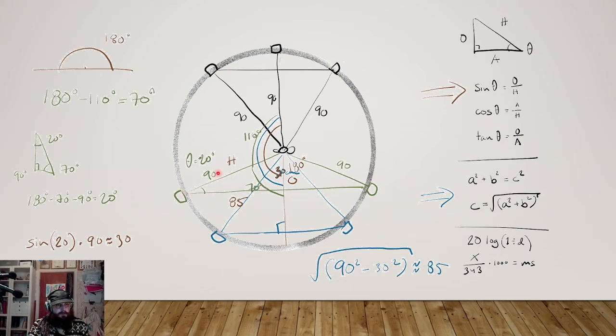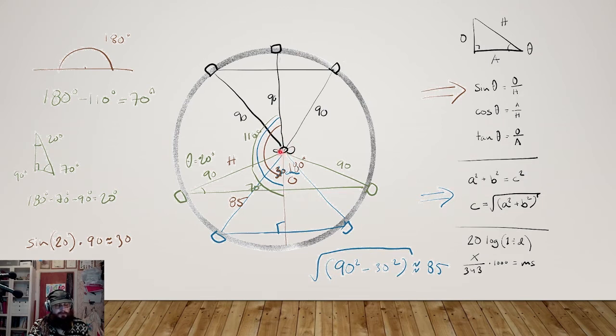Now we have 90 and 30. We need to know the distance of the adjacent side. Then we go back to Pythagoras and we plot in at the same time. We have the hypotenuse, 90 minus 30 squared, and the root of that is 85.